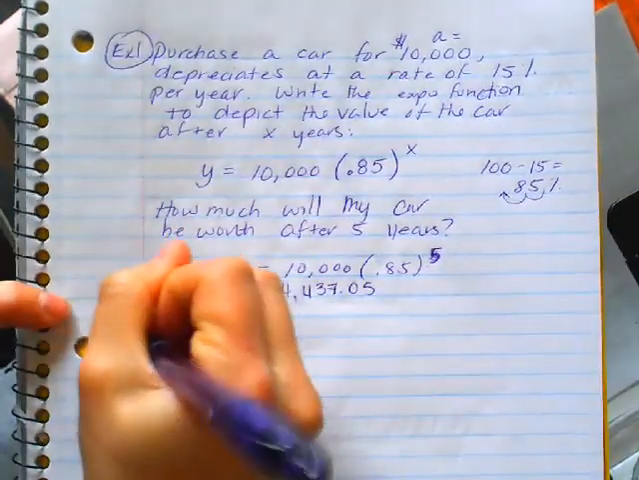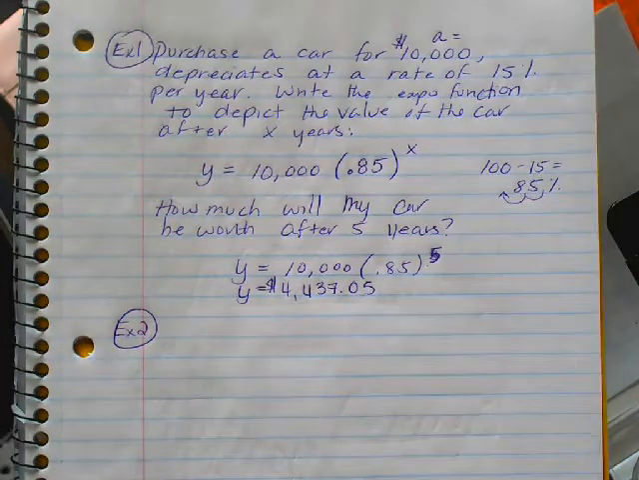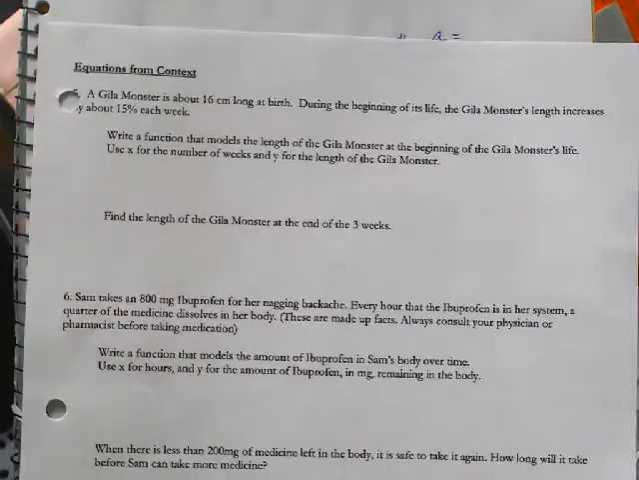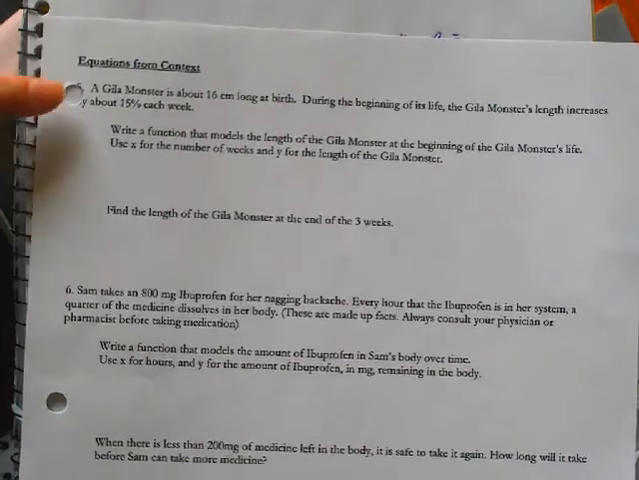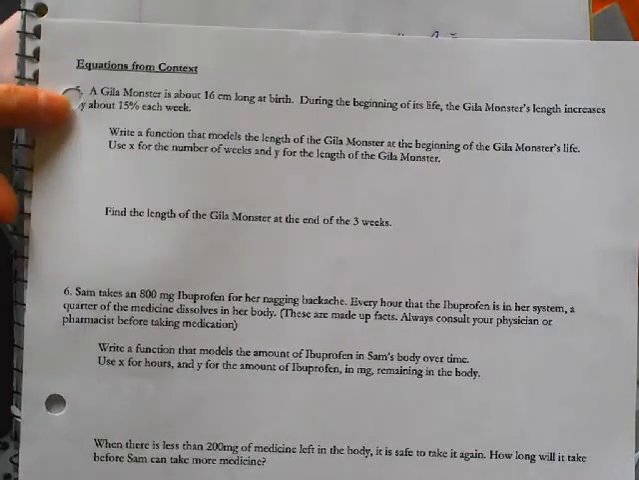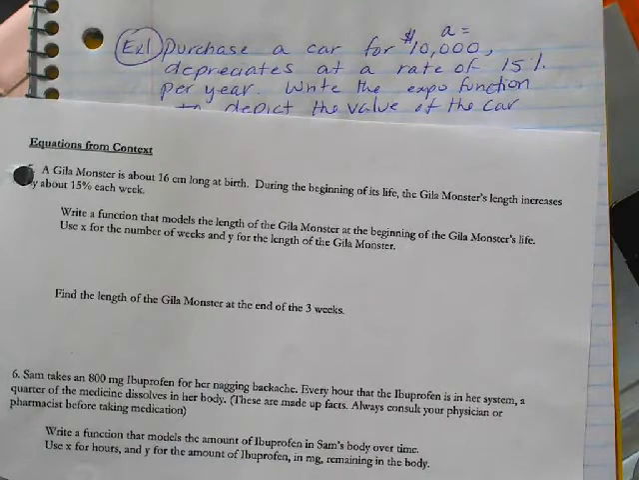Okay, let's do another example. I am pulling this example from your homework packet, the very last page of your packet where it says equations from context. I'm going to do number 5 from that packet. It says, a Gila monster is about 16 centimeters long at birth. During the beginning of its life, the Gila monster's length increases by about 15% each week. We're going to write the exponential equation to depict the size of the Gila monster after X number of weeks.